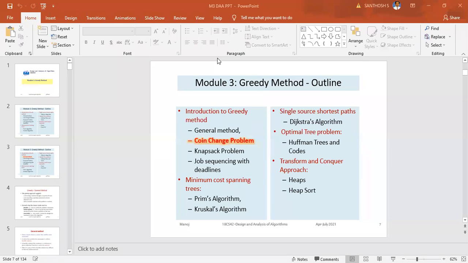Is my voice audible? Screen. Mark your attendance using 3 parameters.